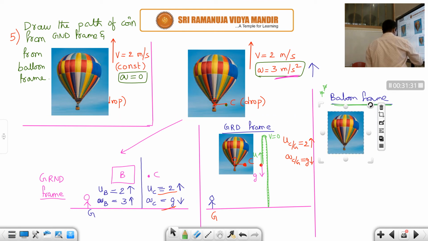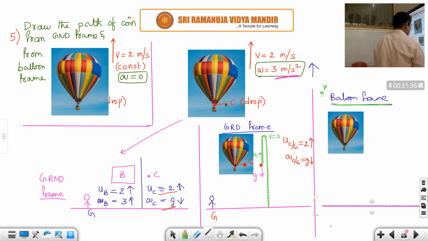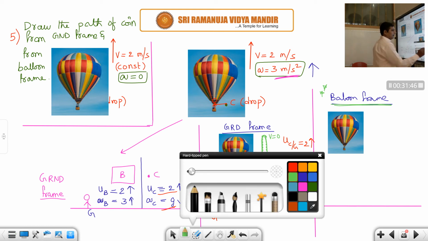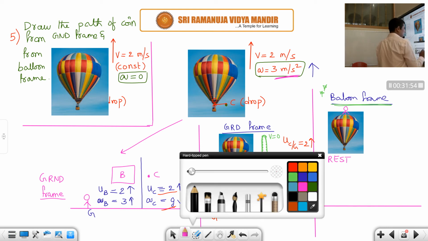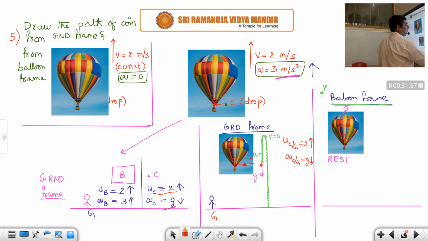Okay, students, let us say this is the ground. I am solving from balloon frame, which means I am going and standing on the balloon. So balloon is at rest. Now when I see the coin which is being dropped by this person, everything I have to calculate in terms of the velocity of coin with respect to balloon.